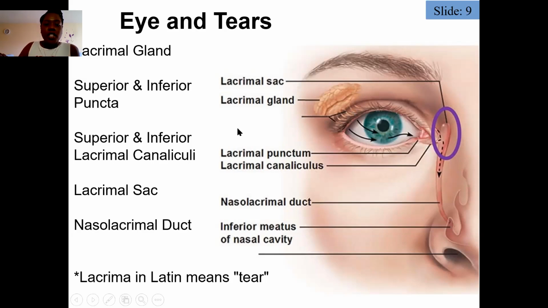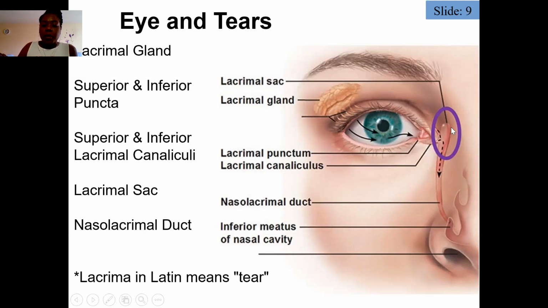From the puncta, they drain into the canaliculi. So we also have superior and inferior lacrimal canaliculi. And canaliculi just means a channel or a tube that drains. And so we've got, again, two, one on top, one on the bottom, that is absorbing the tears as they wash across the surface of the eyeball. From there, they enter the lacrimal sac, which is circled here in purple.